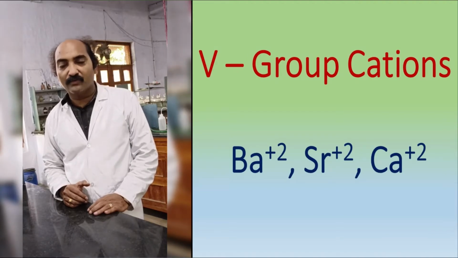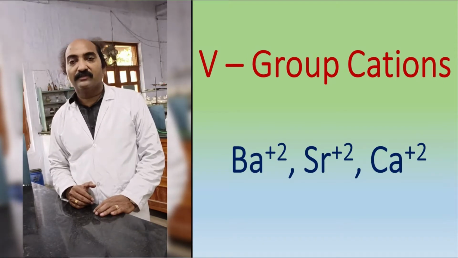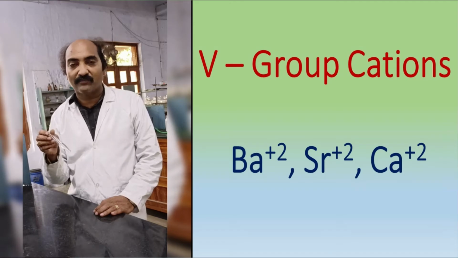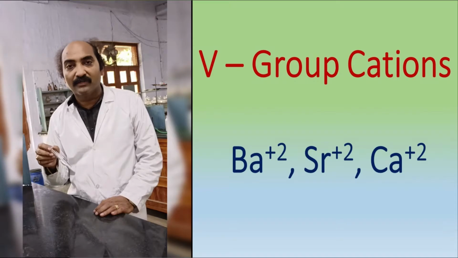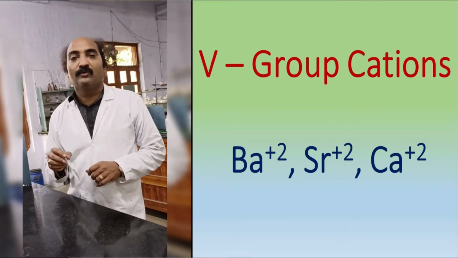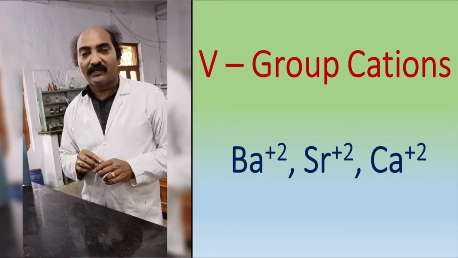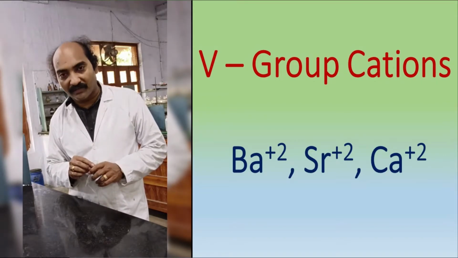In this session, we are going to explore the separation of fifth group cations. This is the fifth group cation solution that was supplied to me by the lab attendant. Now, I need to find out the cations present in this given solution. What are fifth group cations? Generally, fifth group consists of calcium plus 2, barium plus 2 and strontium plus 2 ions.